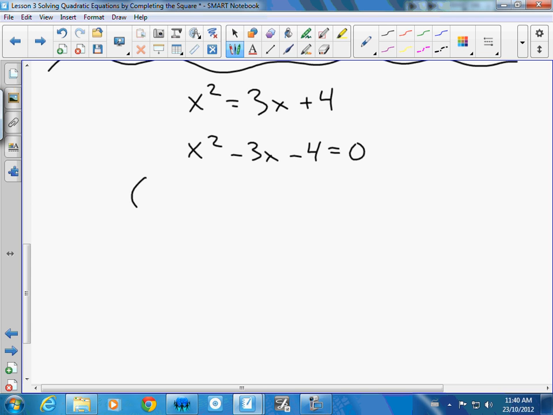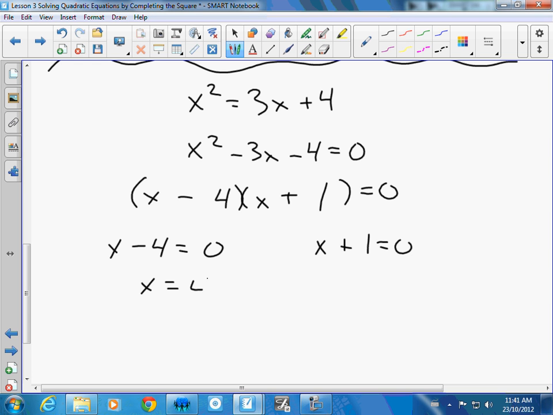Just try this one for a sec. See if you can factor this. What times what gives you x squared? That's negative, so the signs are different. What are the factors of 4 that when subtracted give you 3? 4 and 1. And we want it to be x minus 4 equals 0, x plus 1 equals 0. What's x equal? Okay, that's exactly it. Would that have been way easier? Was that what we got before?